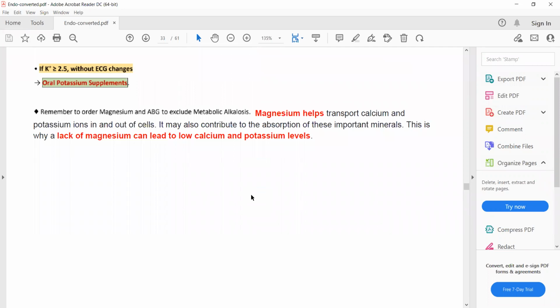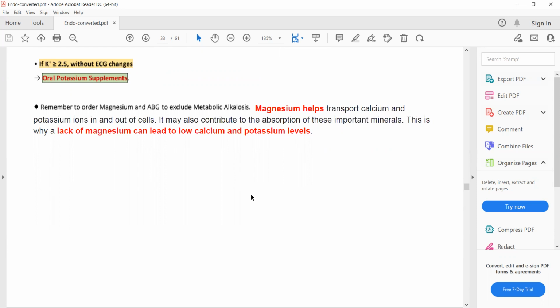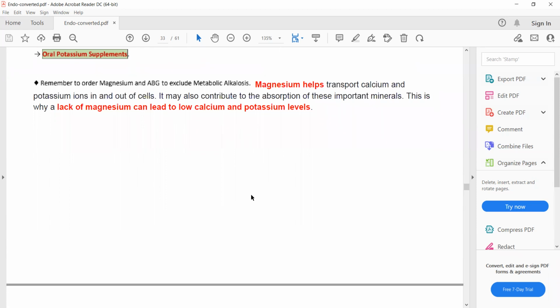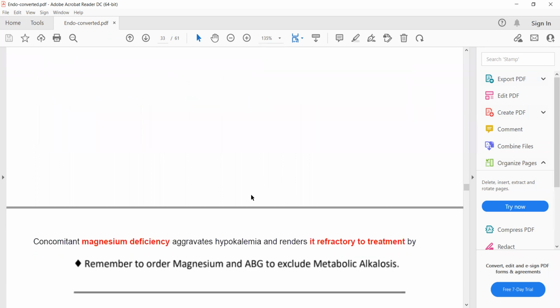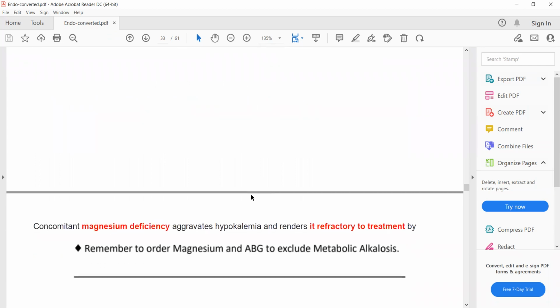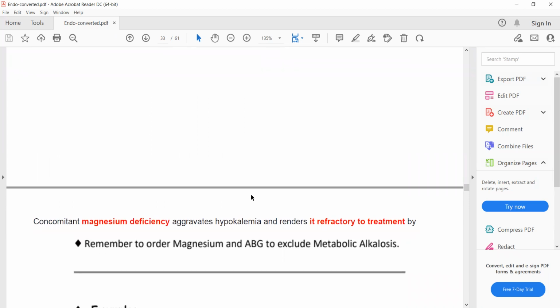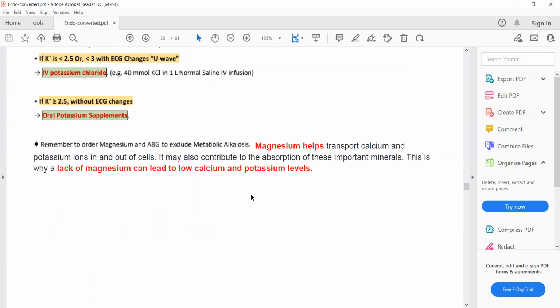And again, remember that sometimes in the PLAB exam, they will ask you a question about which electrolyte needs to be monitored, or which investigation you need to order in a patient with hypokalemia who is not responding to the treatment. Then your answer will be magnesium. In a patient with hypokalemia, remember to order magnesium and ABGs.